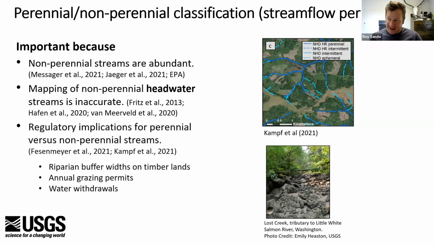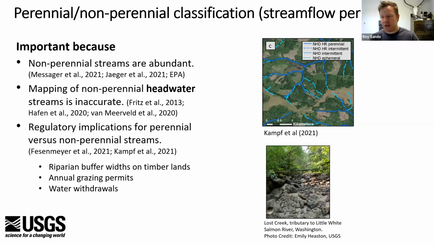Despite that, there's a lot of regulatory implications for perennial versus non-perennial streams. If you look at the Clean Water Act, for example, there's a lot of differences in what you can do and can't do in non-perennial systems versus perennial systems. For example, if you want to harvest timber in a non-perennial drainage, there are much fewer restrictions there. Whereas if you're working on a perennial stream, you have to be at least 100 meters away from the stream before you can harvest that timber.